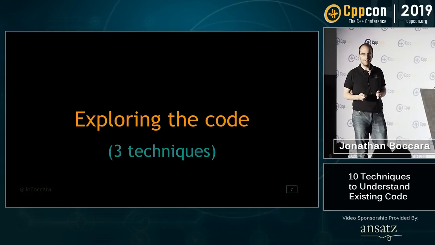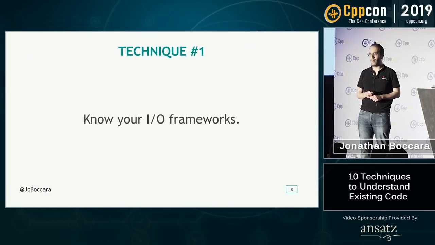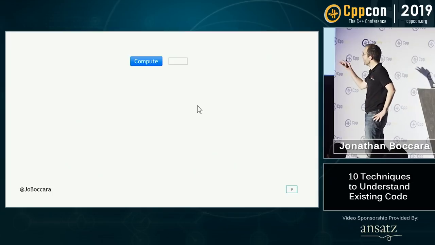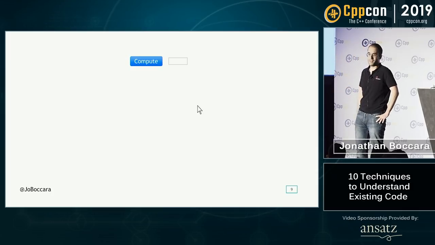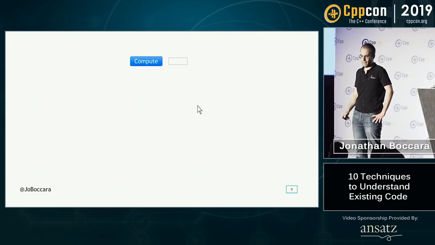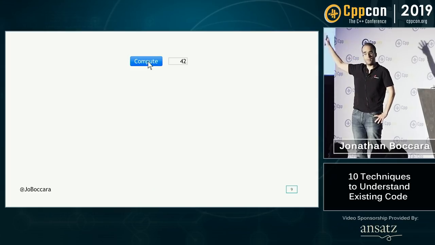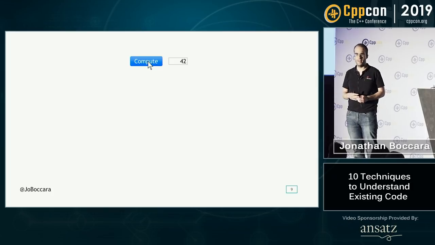Good place to start is technique number one, which is know your I/O frameworks. Know your I/O frameworks. What does that mean? Well, let's see an example. So we've got this app with an inviting compute button and a text field next to it. So the user brings the mouse over compute, clicks on compute, that's some calculation going on, and the answer is 42. I didn't say what the question was, but the answer is 42.